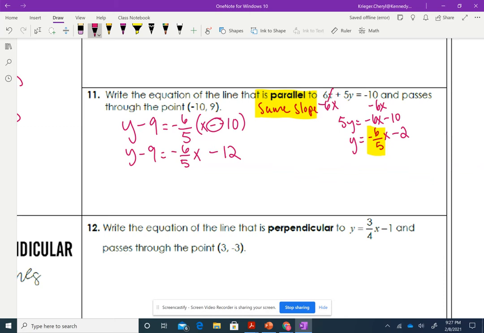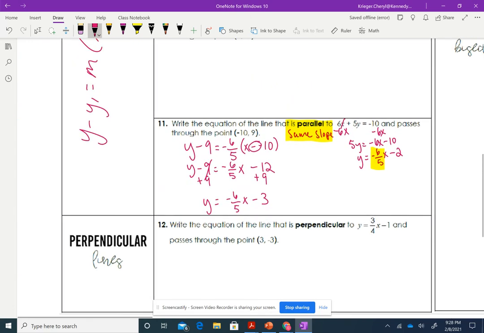All right, so now to get y by itself, add 9 to both sides, and I'm left with y equals -6/5 x minus 3. All right, those are definitely parallel. -6/5 x minus 2, -6/5 x minus 3. The only thing different is the y-intercept, and it's only one away.